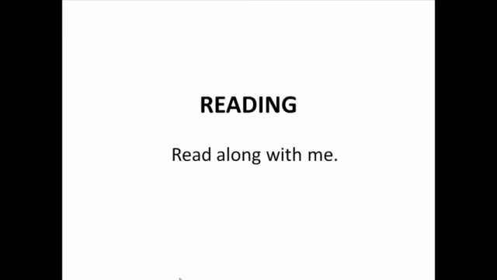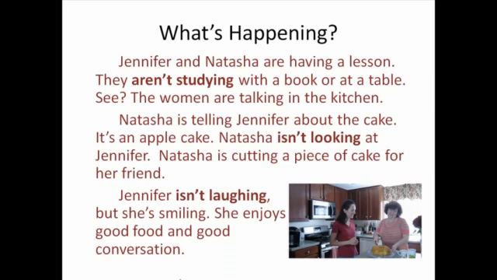What's happening? Jennifer and Natasha are having a lesson. They aren't studying with a book or at a table. See? The women are talking in the kitchen. Natasha is telling Jennifer about the cake. It's an apple cake.